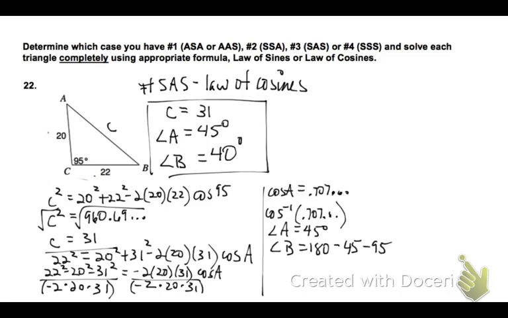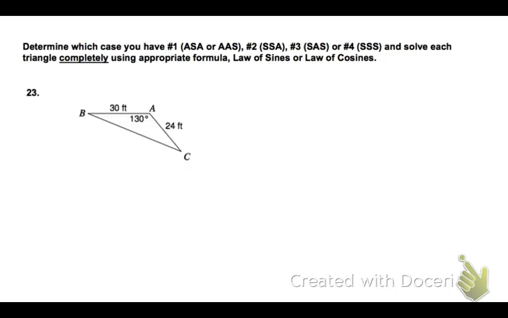Now let's look at number 23. So 23, we look at what we know on the triangle, and I'm just going to look in order, and I know a side and an angle and another side. So that again is case 3, and we can use the law of cosines.